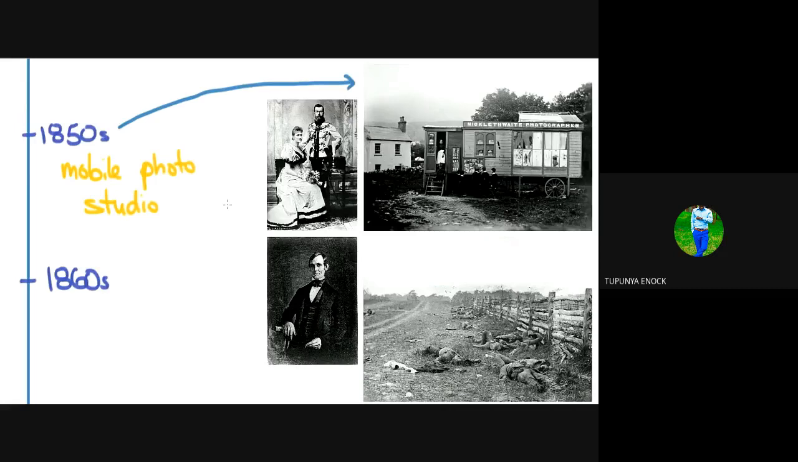You could see here that prominent people, this is the Tsar and his wife, and this is Abe Lincoln, one of the early American presidents, were all being photographed early on because they realized the power and were all very fascinated by the idea of photography.